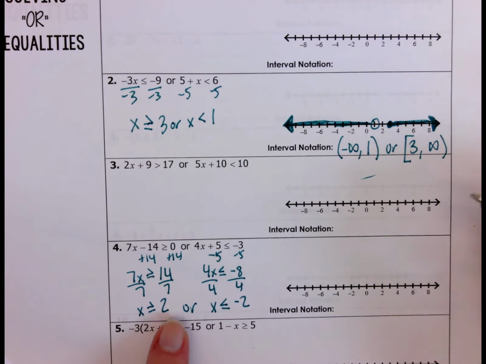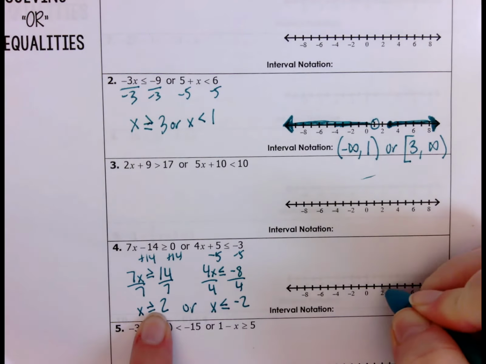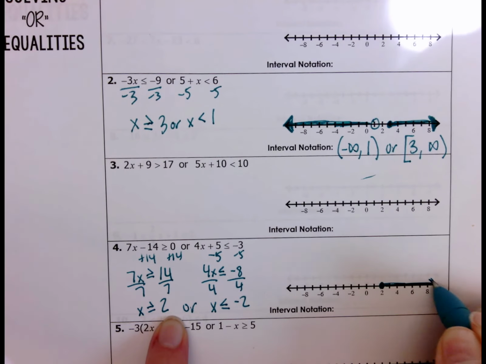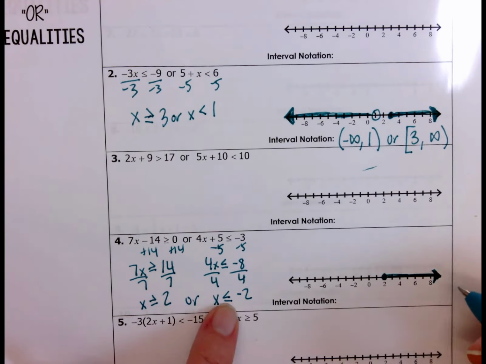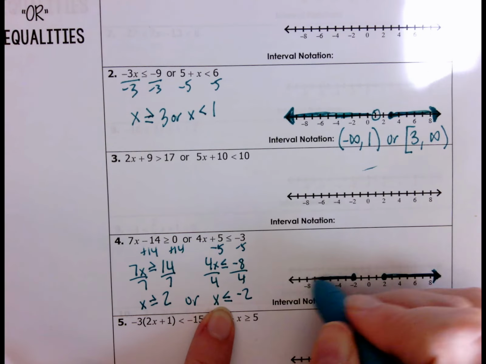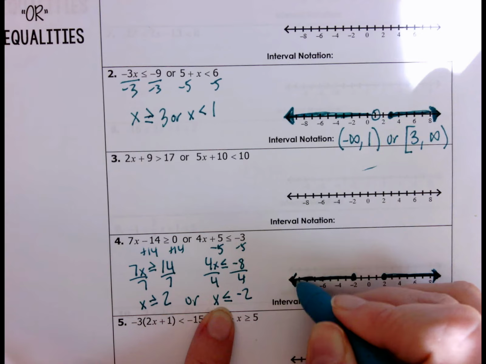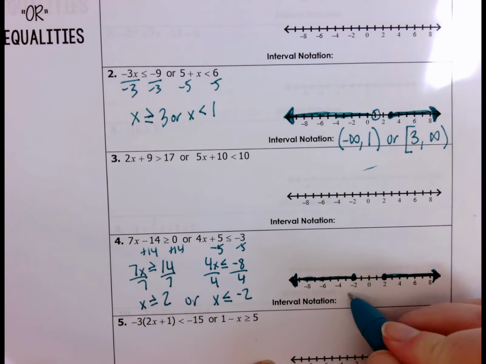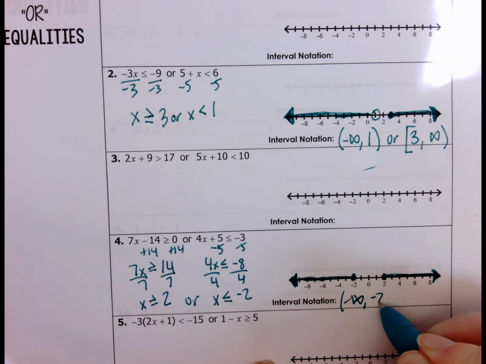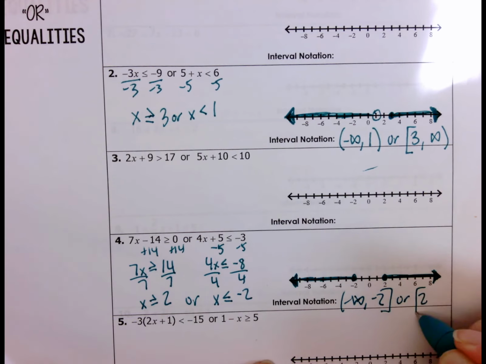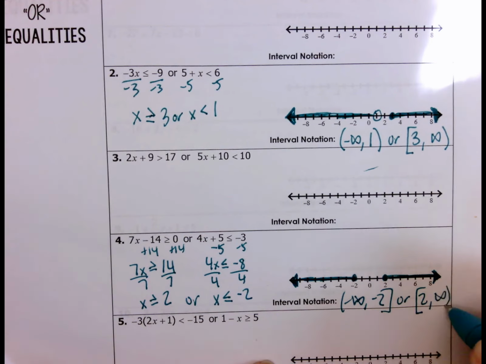So we're going to graph it. 2, and there's an equal to, so I'm going to put a closed circle, and I'm going to go greater than that, so I'm going to go to the right. And then negative 2, there's also a closed circle, it's an equal to, and I'm going to go less than, to the left of that. Okay, and so here, interval notation from least to greatest. So furthest left from negative infinity to negative 2, closed circle, so I'm going to use a bracket on that. And then here from 2, again, closed circle with a bracket, to infinity.